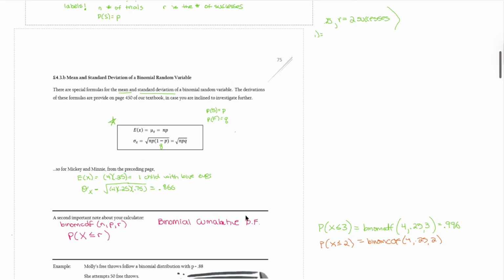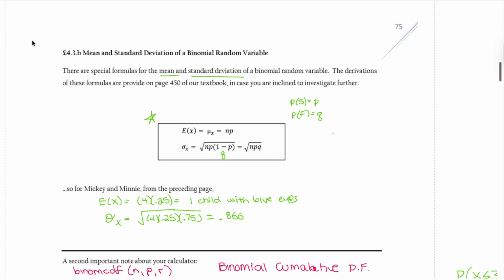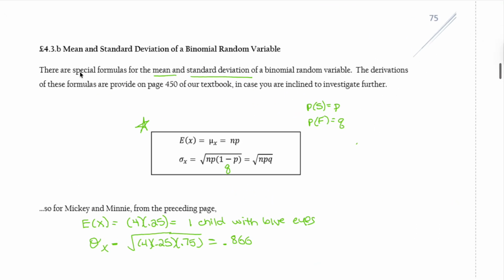So let's move on. Mean and standard deviation of a binomial random variable. There are special formulas for the mean and standard deviation of a binomial random variable. The derivations of these formulas are provided on page 450 of our textbook, in case you're inclined to investigate further.